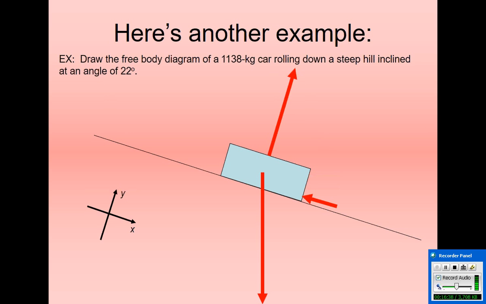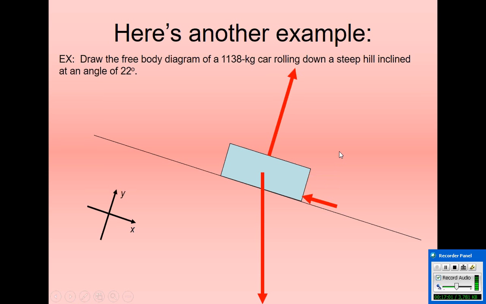There's the gravitational force. The gravitational force always acts straight down. There's a normal force. The car is in contact with the road. Because there's this contact with a surface, there's going to be this normal force that points perpendicularly away from the surface. And then you see the third arrow pointing uphill.